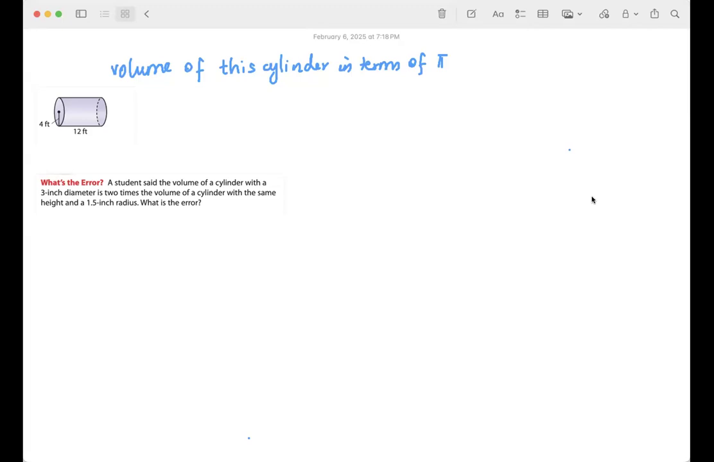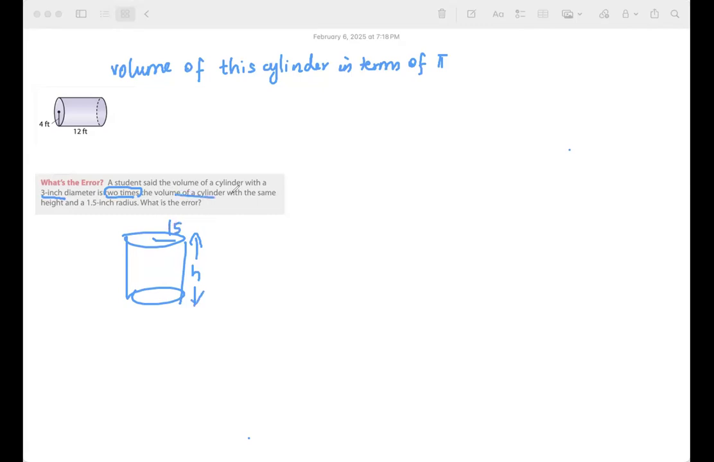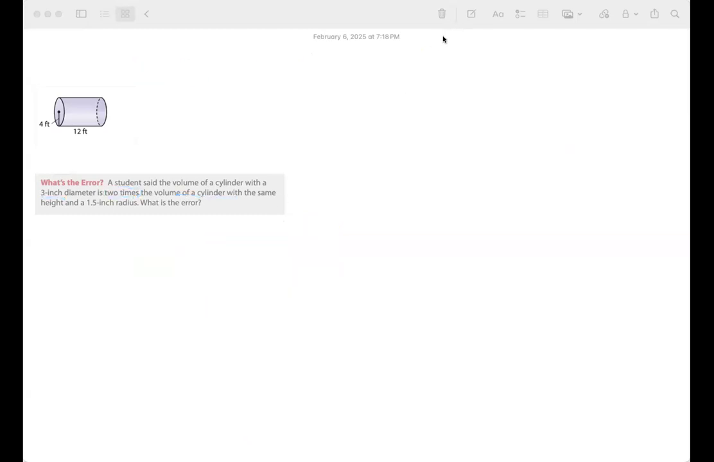Got it? Hannah, did you see what is the error, ma? Sanvi, I didn't get answers from you. A student said that the volume of a cylinder with a 3-inch diameter. 3-inch diameter means the cylinder has a 1.5-inch radius, right? So I am considering a cylinder with 1.5-inch radius and some height I don't know. Now the volume of a cylinder with the same height and 1.5-inch radius, both the volumes will be the same, right? How can it be 2 times? So that's the error there.